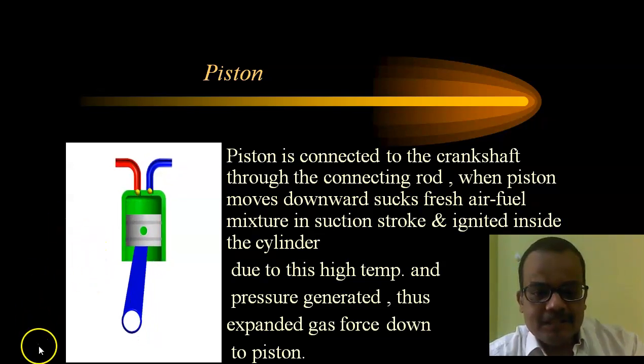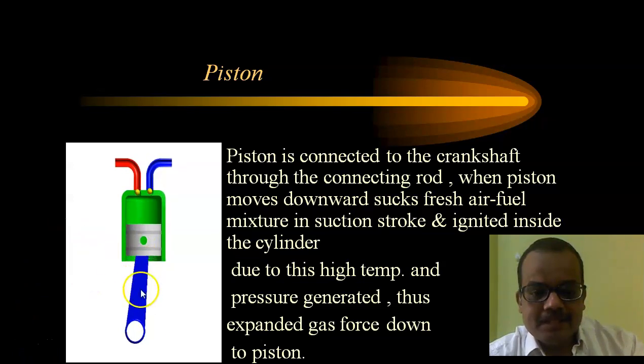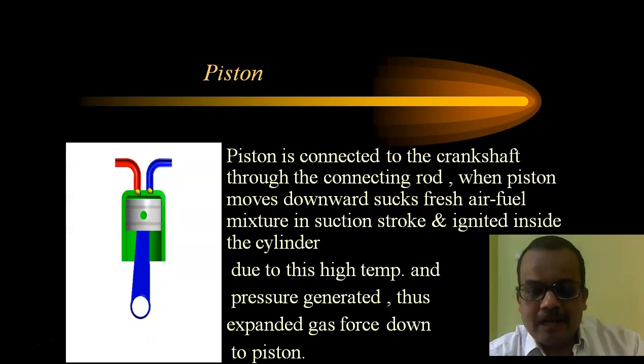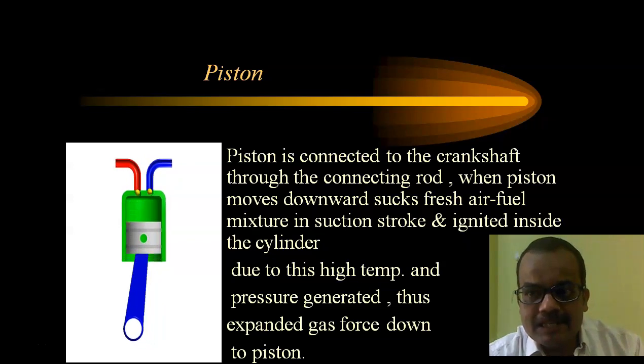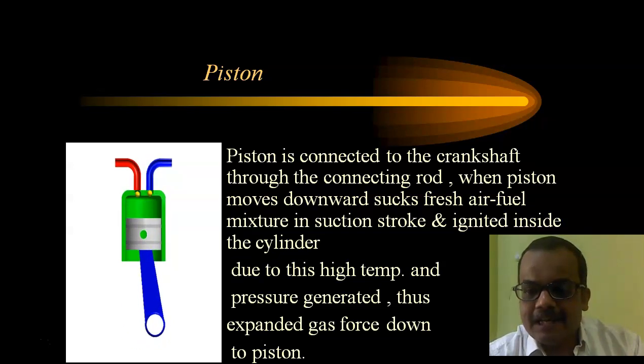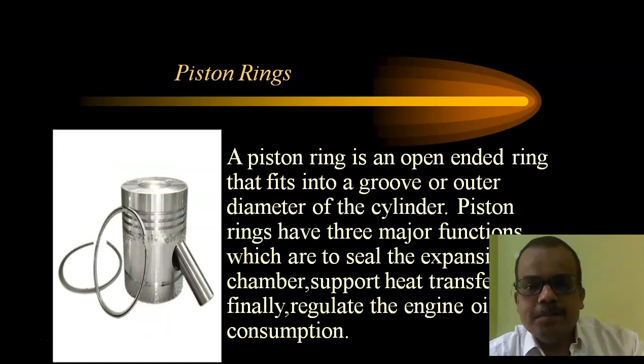Now this piston is connected to the crankshaft by means of a connecting rod, popularly known as a con rod. The function of the piston is to connect with the crankshaft, and it is used to convert the rotary motion of the crank into reciprocating motion. It basically has a reciprocating motion. Now the piston rings.